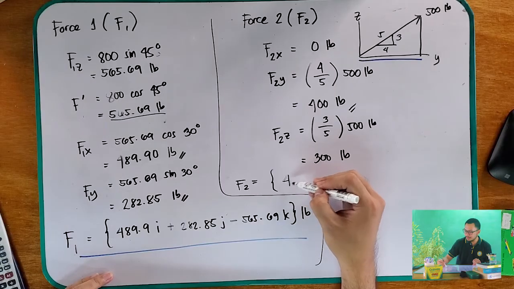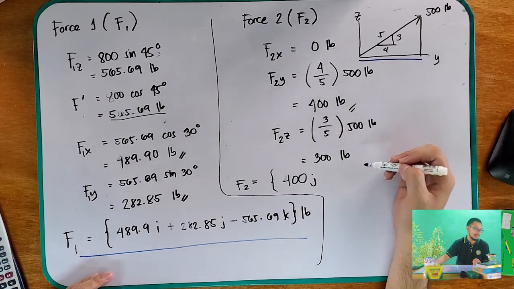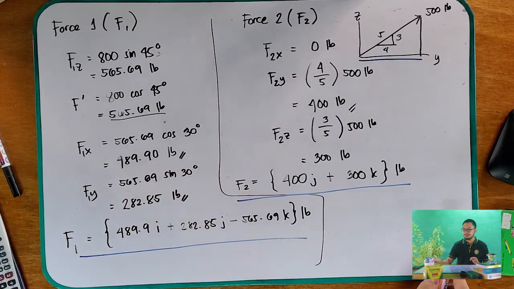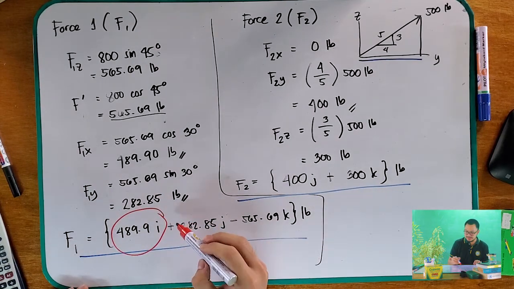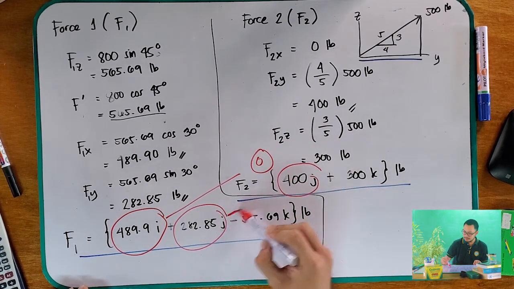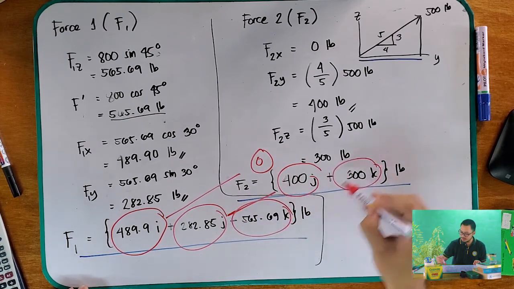So, ato tan-awon siya sa atong Cartesian vector notation. Atong F2 is equal to, since wala man tayo X, so pwede na nato dili ibutang ang X. Ato lang ibutang is ang 400 j, positive, and positive, plus 300 k pounds. Muna yung mga forces sa atong F1 and F2. Now, how are you going to add these two forces, F1 and F2? Ang ato lang buhaton is ato i-add ang X, 0 man ang X dire, so wala i-add. Ang atong Y, i-add na to. And ang atong Z, i-add na to.